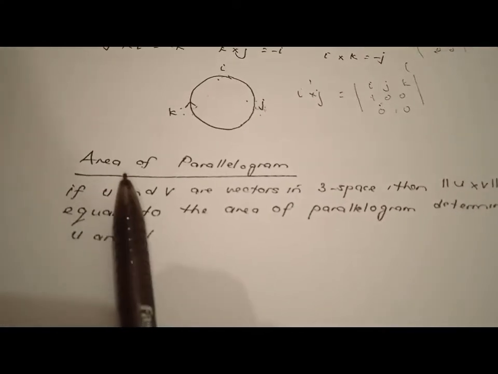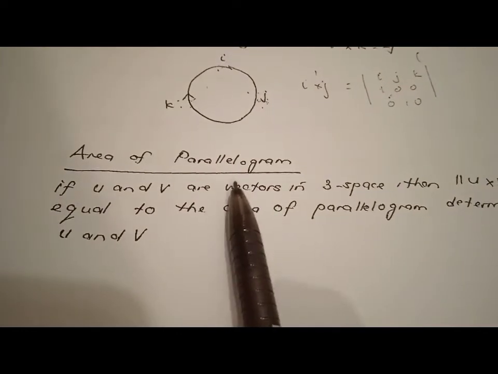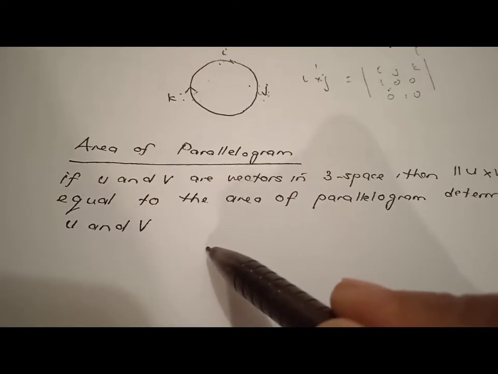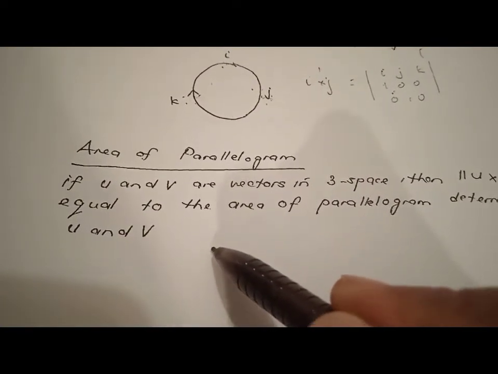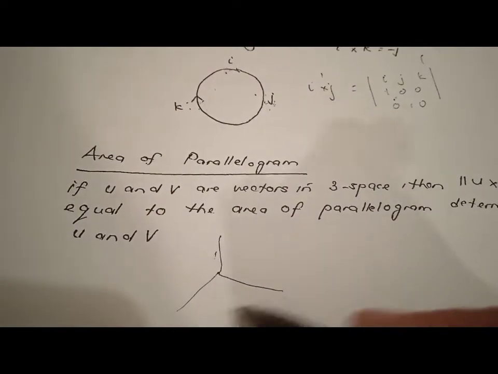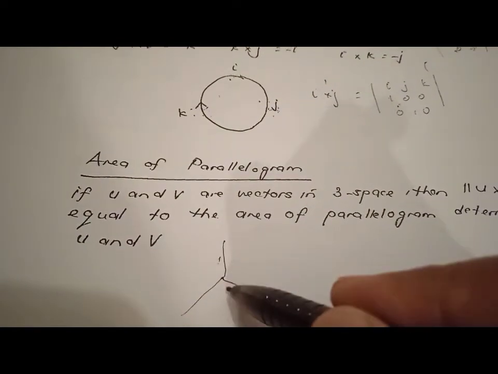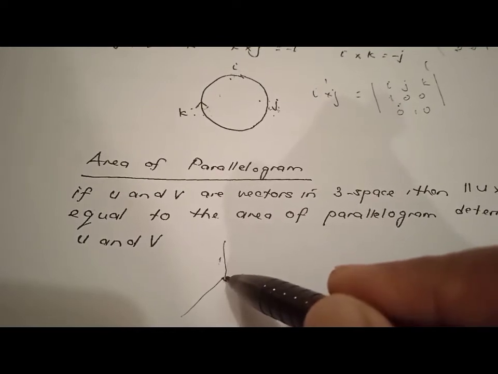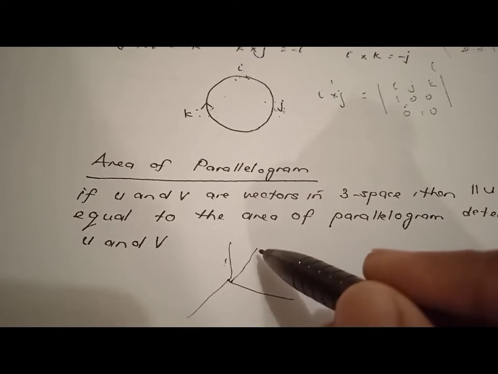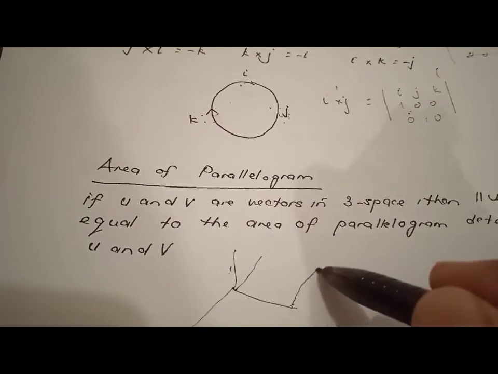Okay, next is area of a parallelogram. So what is a parallelogram? A parallelogram is a space or an area in three dimensions on the x, y and z axes. Okay, so the shape of an area which is covered by two parallel lines like this, parallel lines.